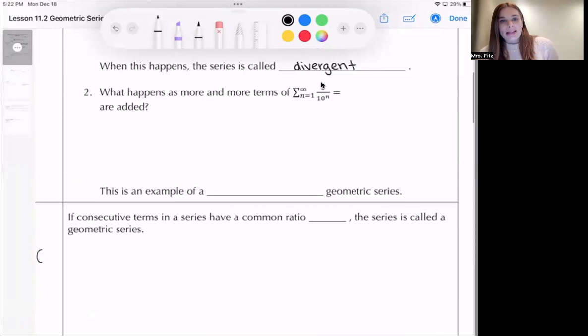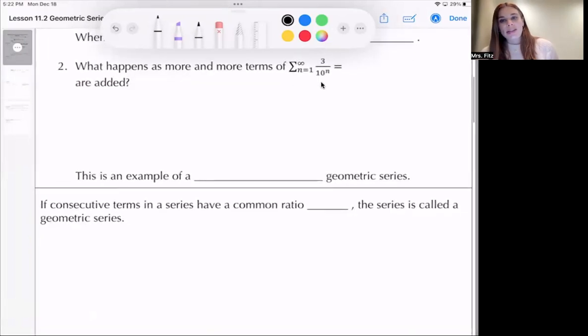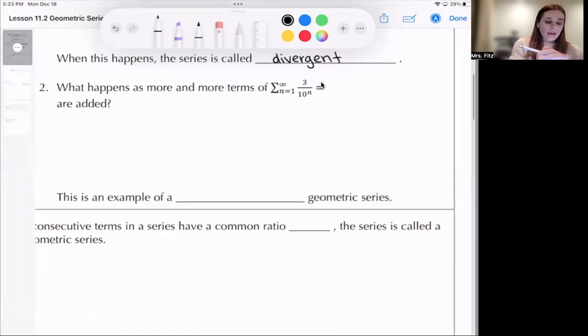Okay, let's look at another example. What happens as more and more terms of the sum from n equals 1 to infinity of 3 over 10 to the nth power are added? Well, let's actually look at these terms. We plug in 1, we get 3/10, right? We plug in 2, we get 3 over 10 squared, which is 100, plus 3 over 10 cubed, which is 1,000, plus dot, dot, dot.